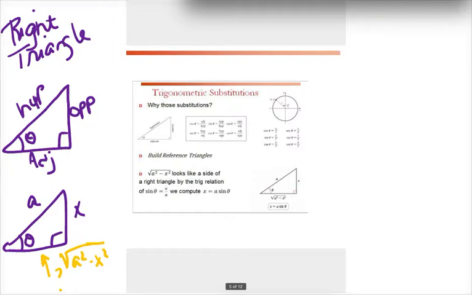So let's look at the sine of theta. Theta is your angle here. The sine of theta is equal to the opposite over the hypotenuse, which in terms of our triangle, opposite is x, and the hypotenuse is a.